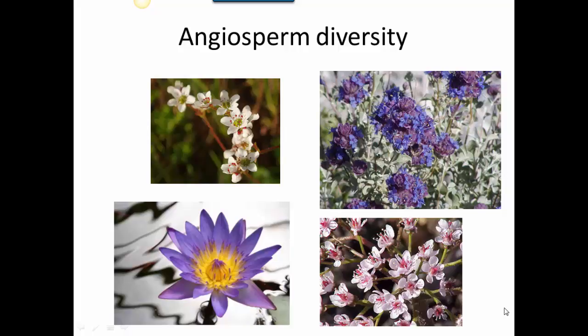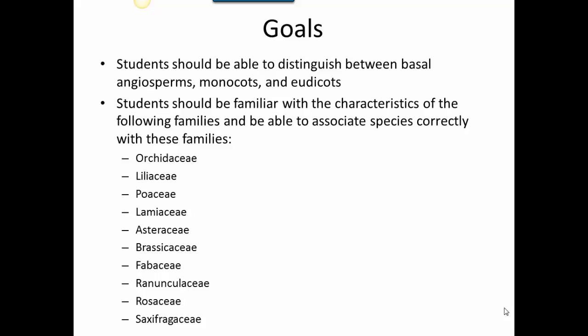The purpose of this lecture is to get to know some of the groups within the Angiosperm phylum. Specifically, the goals are that by the end of this lecture, you should be able to distinguish between basal angiosperms and between the monocots and also the eudicots.